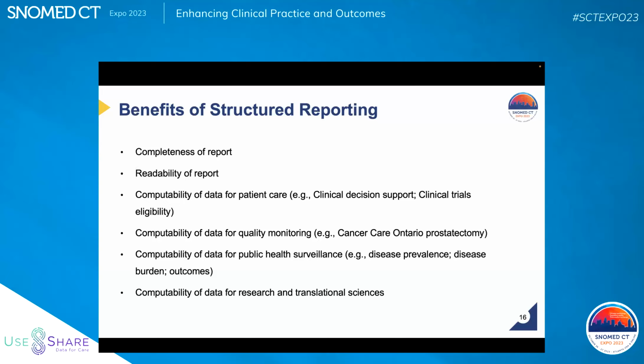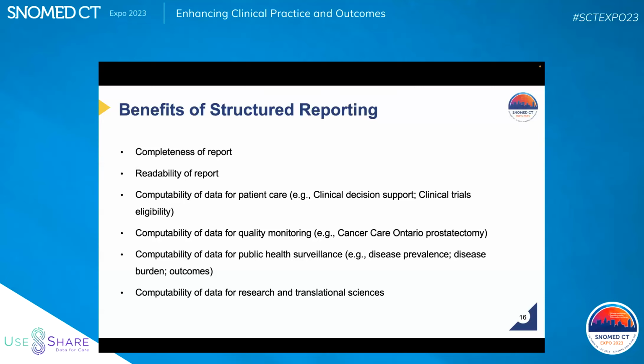We all know surgeons, they don't have time to be futzing through a lot of prose. They want to look at a report and, yep, that's what it is. Good, move on. I've got to scrub in for the next case. So that's important. It also allows for the information to be more readily computable. And we'll get to that.